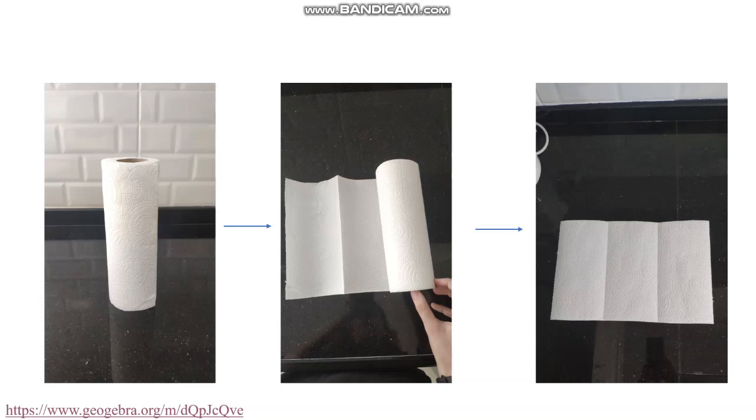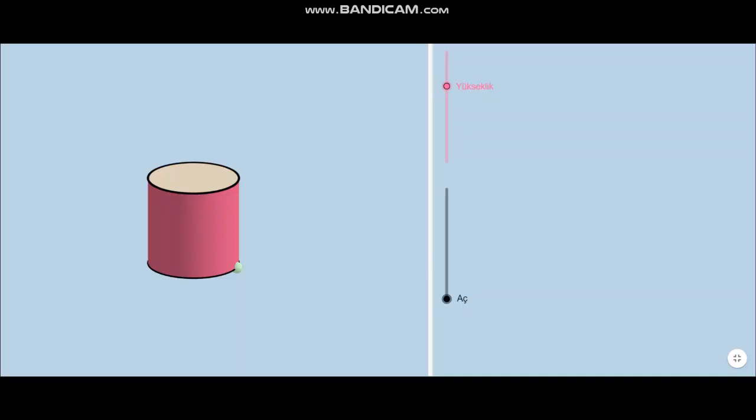Now look at the nets of a right circular cylinder on GeoGebra. In this GeoGebra file, we can change the size of a cylinder and we can change the height of a cylinder. I want to make it more like a Pringles container. I think it's okay. Now we can see the nets of a cylinder.